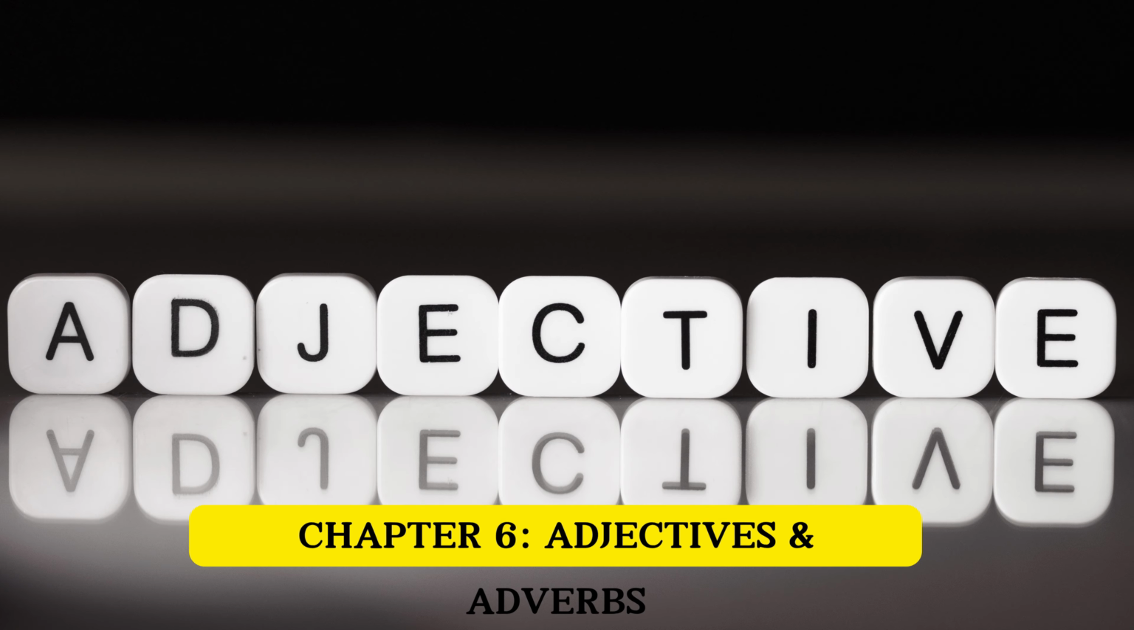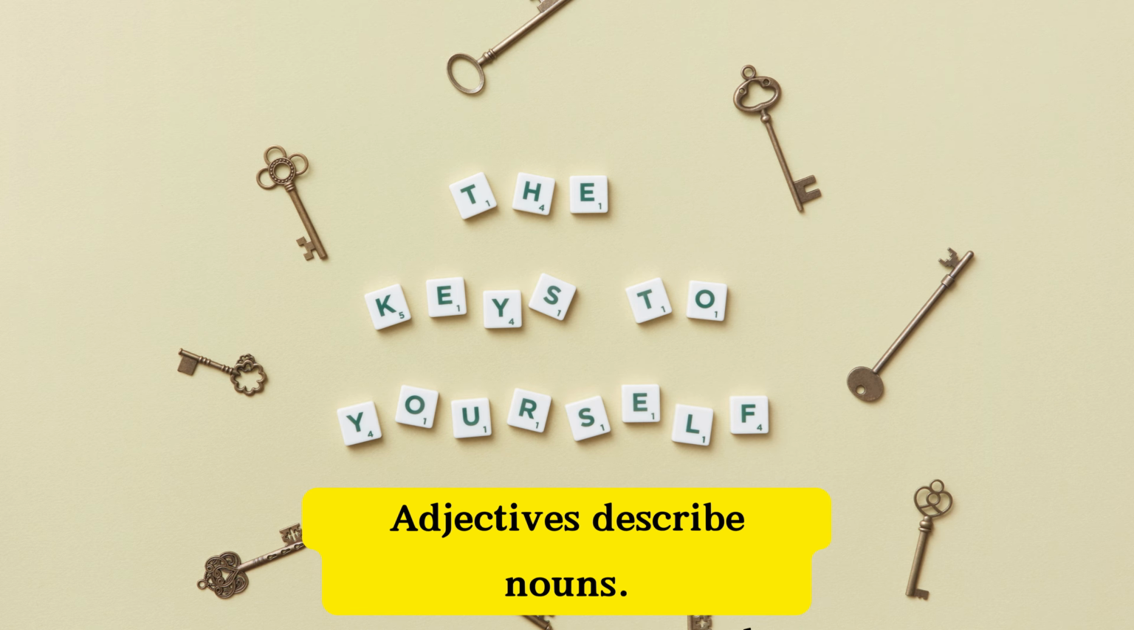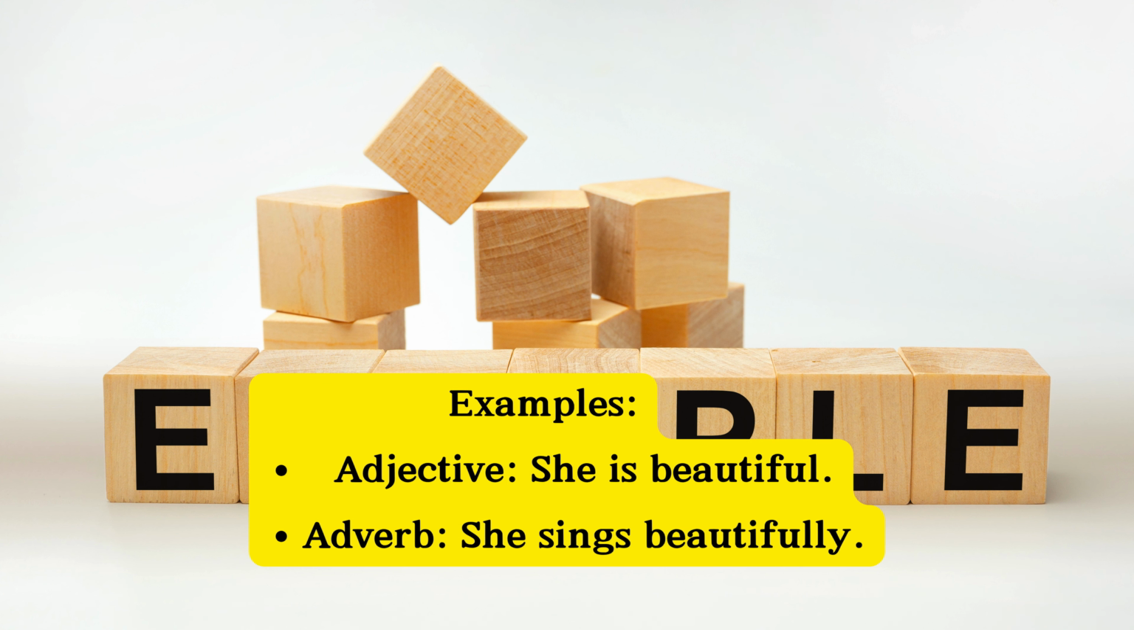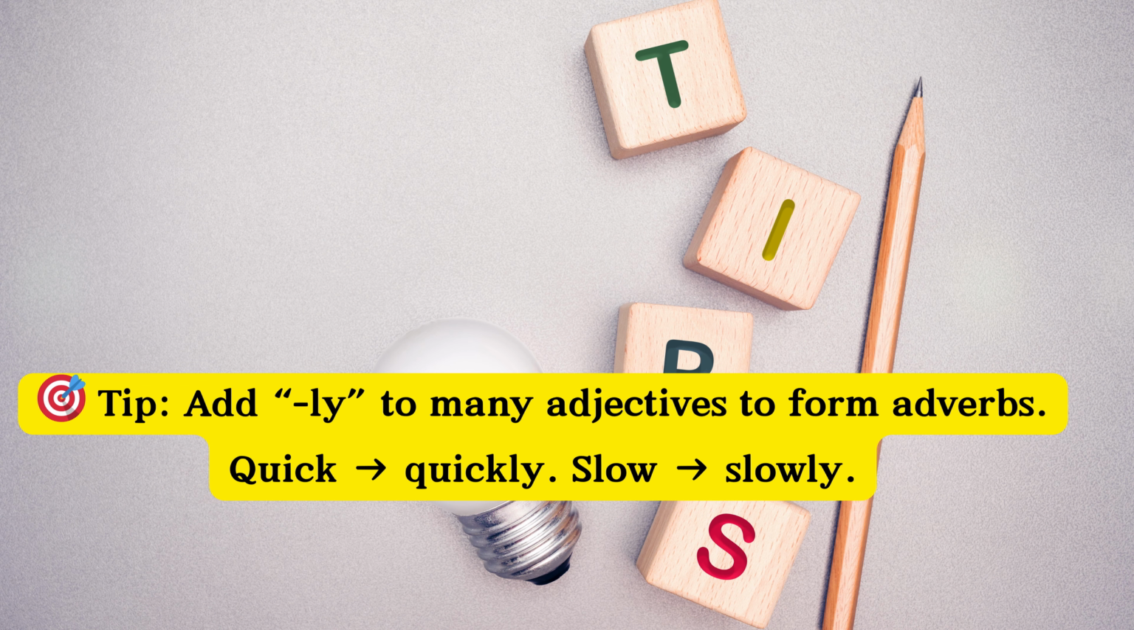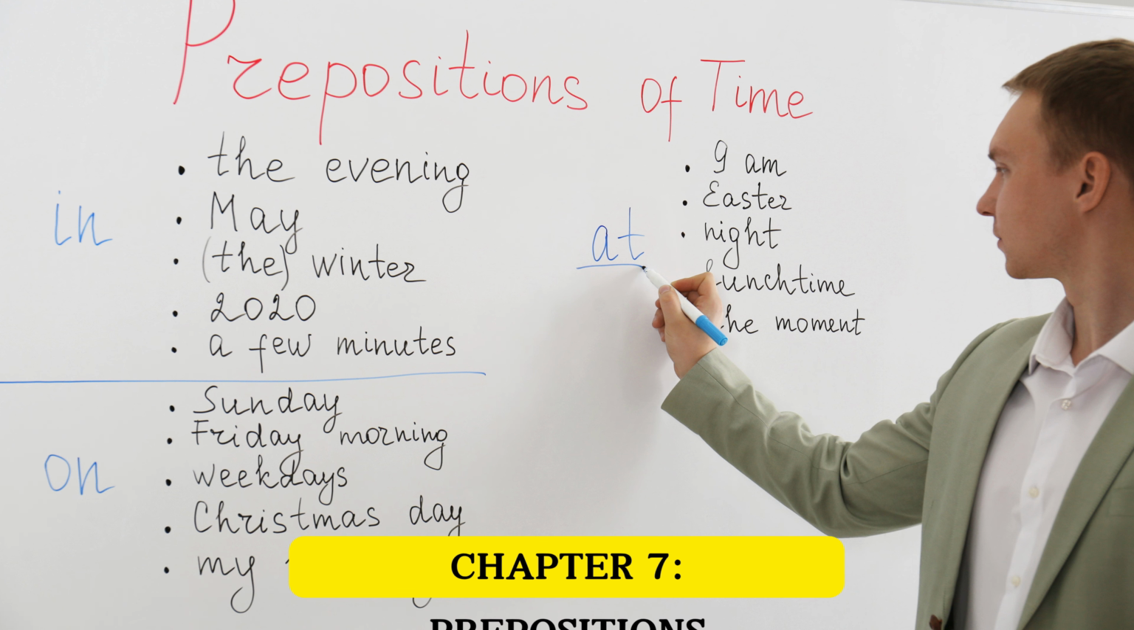Chapter 6. Adjectives and adverbs. Adjectives describe nouns. Adverbs describe verbs. Examples. Adjective, she is beautiful. Adverb, she sings beautifully. Tip, add ly to many adjectives to form adverbs. Quick, quickly. Slow, slowly. Chapter 7.